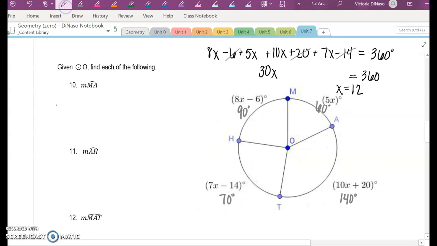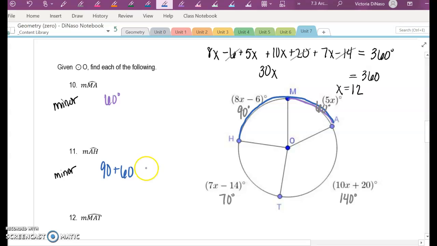So for number 10, we have a minor arc. We have from M to A, and we got that was already 60 degrees. The next one that we have in number 11, this is a minor arc. It's got 2 letters. We're going from M to H. Now for this problem, you have to go the smaller distance from M to H, not the bigger distance. So I'm not going to take 140 plus 70. That's going to give me a number over 180. I'm going to go the smaller distance. So we're going to take 90 plus 60. The shorter distance, because it's specifically 2 letters and it's a minor arc, and we get 150 degrees.